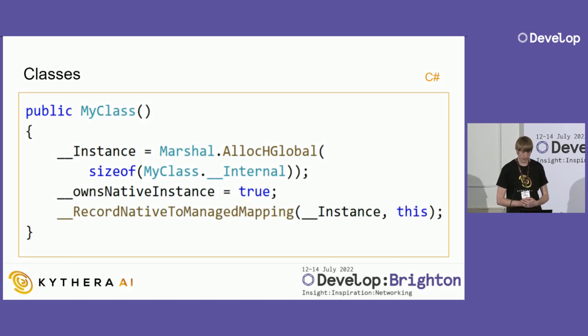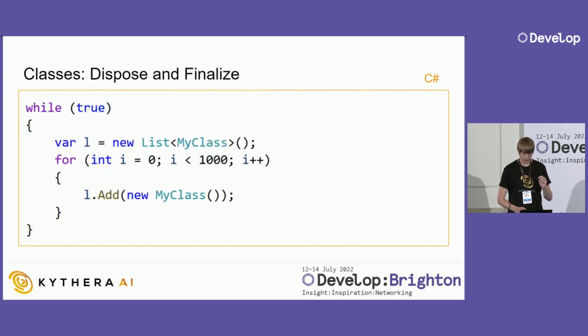And then we also have the native to managed map, which gave us quite a few headaches. So why do we need that? The native to managed map is a thread-safe hash map that maps from the C++ this pointer to the instance of the C# class. You will see why we need that shortly.